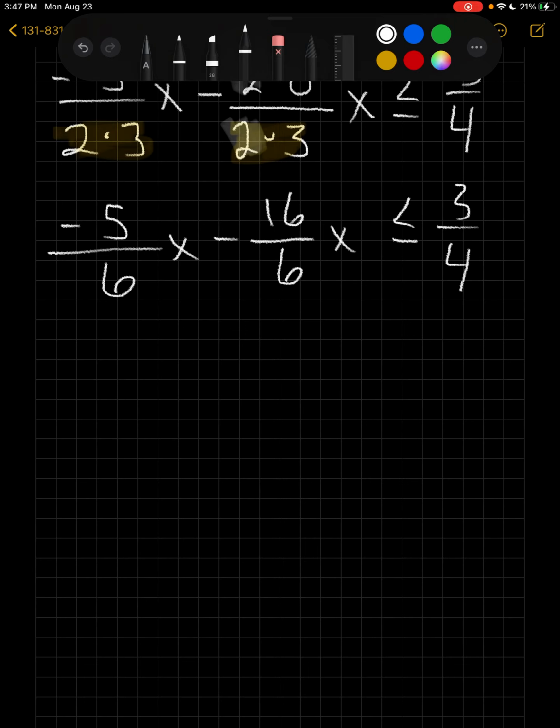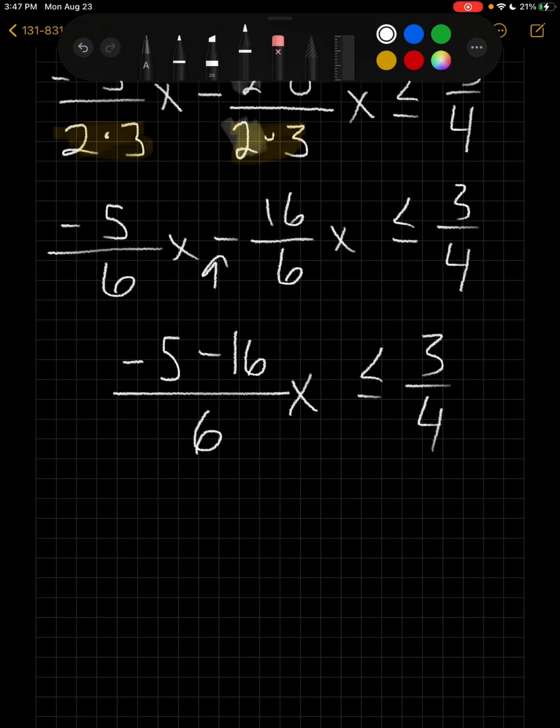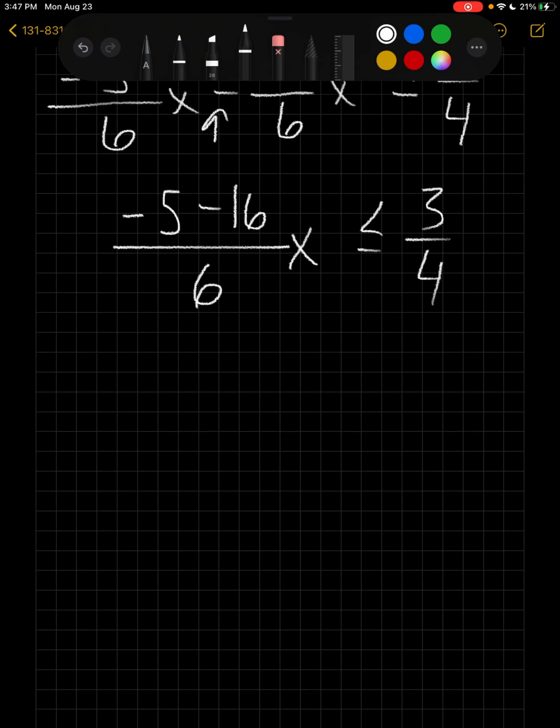So now I have negative 5 over 6x, and I'm going to subtract 16 over 6x, and when I have fractions with a common denominator, I combine the numerator using subtraction, because that's what we're using here, and the denominator stays the same. And I have negative 5 minus 16 all over 6 times x is less than or equal to 3 over 4. This gives me negative 21 over 6x is less than or equal to 3/4.